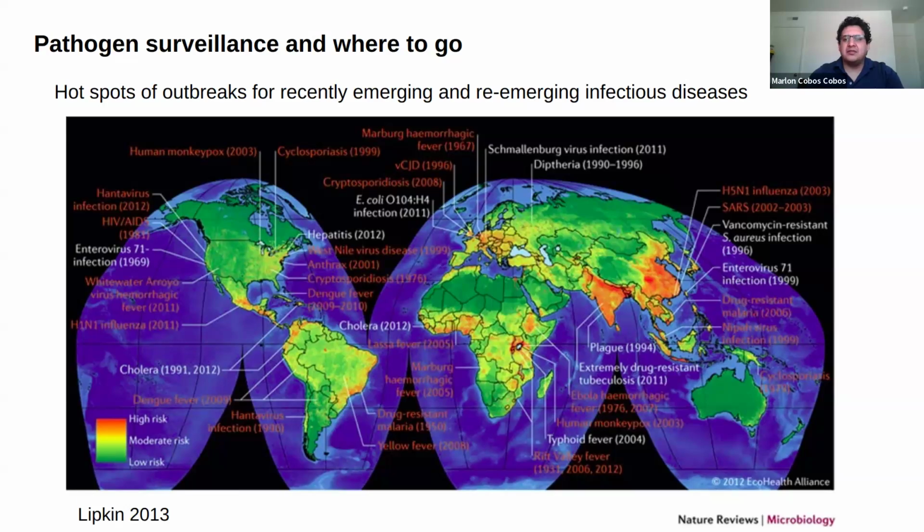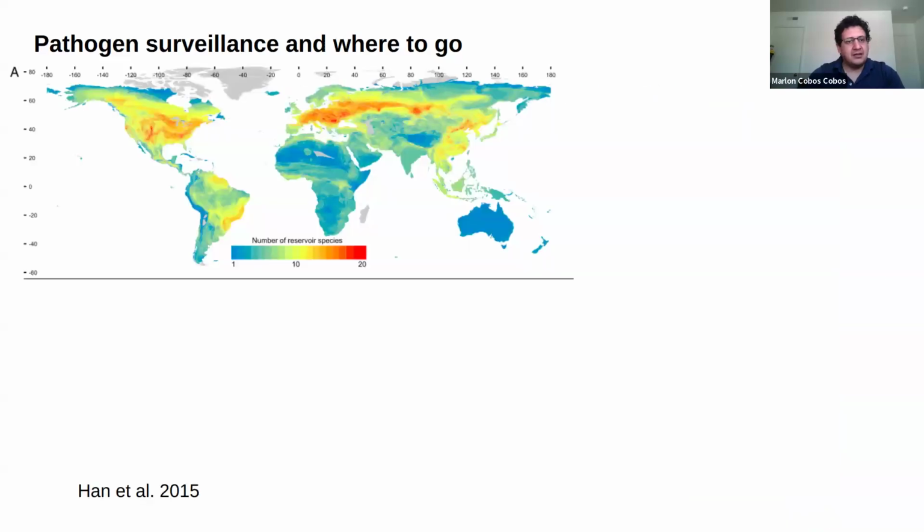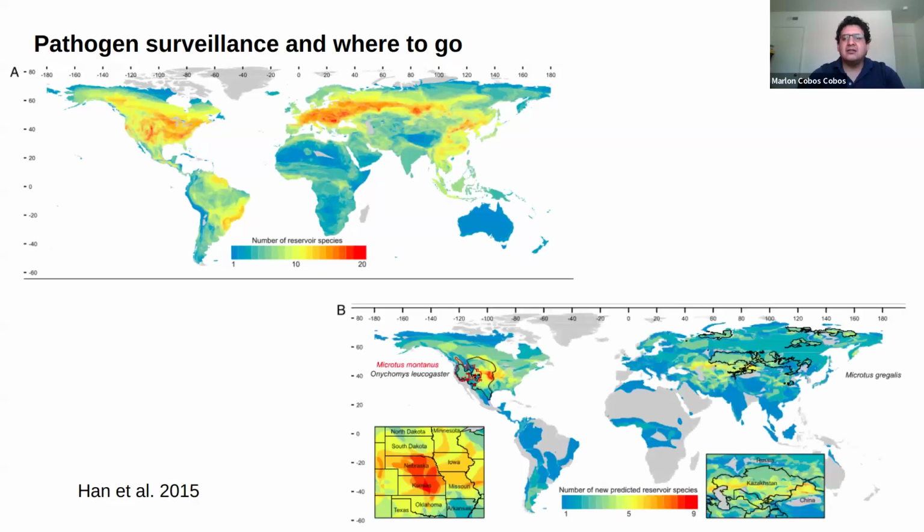So people have been gathering data and showing maps like this that tell us where outbreaks of emerging and re-emerging infectious diseases have happened before. If you see it from one point of view, you obtain this kind of map. Then if you see it from another point of view, showing where reservoirs of potential diseases are, you can see it from a different perspective, and you can obtain maps like this.